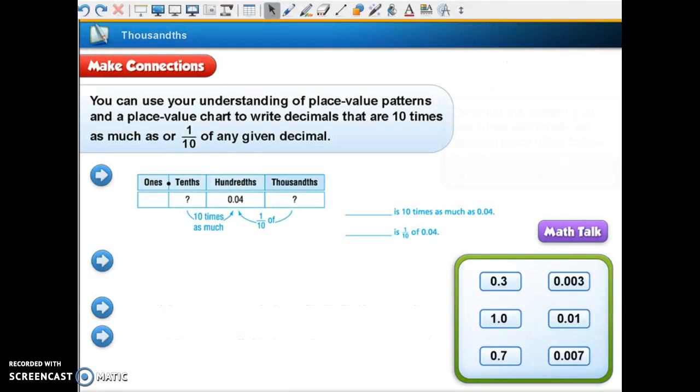You can use your understanding of place value patterns and place value chart to write decimals that are 10 times as much or 1/10 of a given decimal. So if I have 400ths, what is 10 times as much as 400? So if I multiplied 400ths times 10, what would I get? Not 40. 4/10. Okay, and if I divided it or multiplied it by 1/10, I would get 4,000ths.